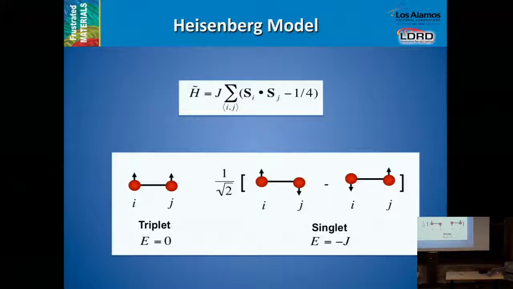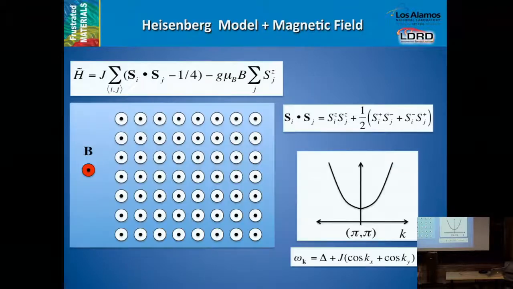So now let me add a magnetic field to this story, right? A Zeeman coupling to a magnetic field. And just to simplify the story, let's assume that the magnetic field is very high, so all the spins become fully polarized, right? So we end up with a ground state like this one, where all the spins are pointing parallel to the magnetic field direction. And what you can ask now is what are the excitations of this ground state? So for that, what you have to do is flip a spin, right?